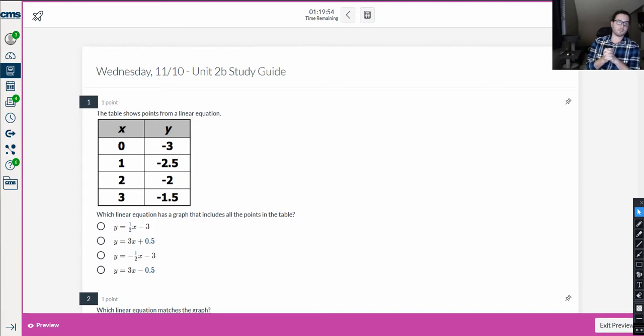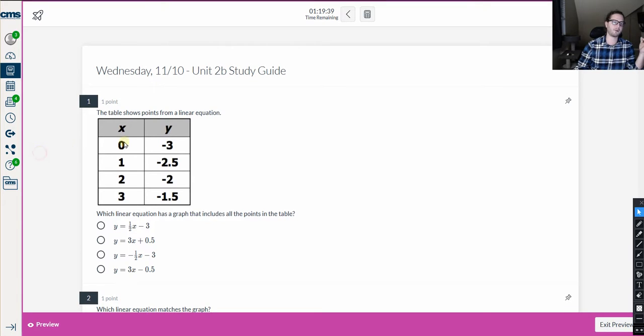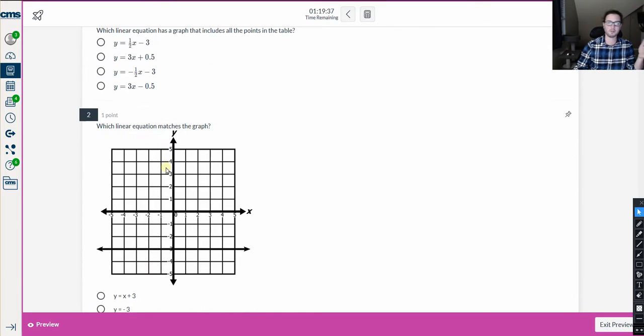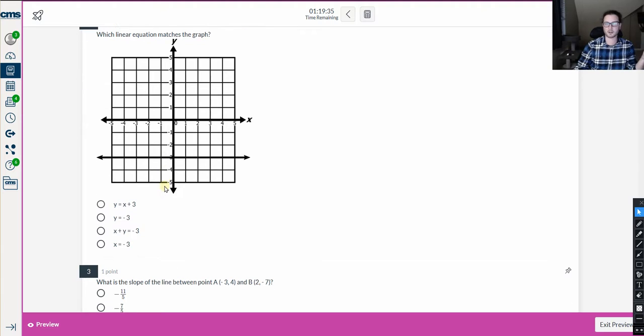Okie doke, so this is going to be our review for Unit 2B. This is our study guide involving the second half of functions. So this is going to include everything from identifying linear equations, linear functions, to figuring out a line that fits a table and writing equations based on a line.